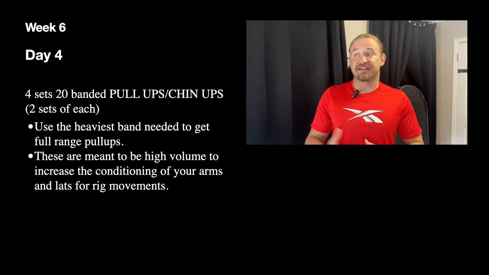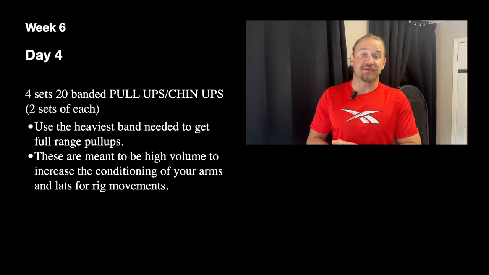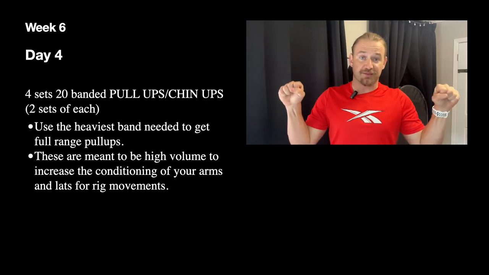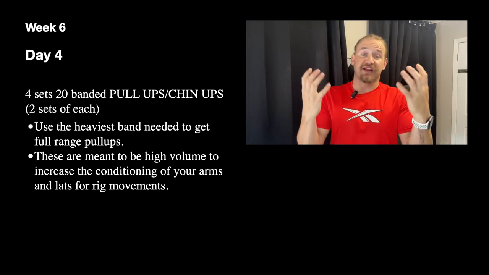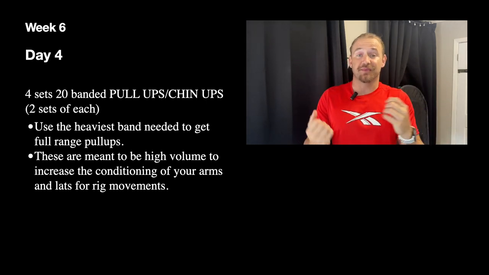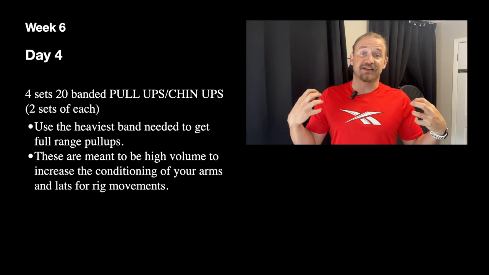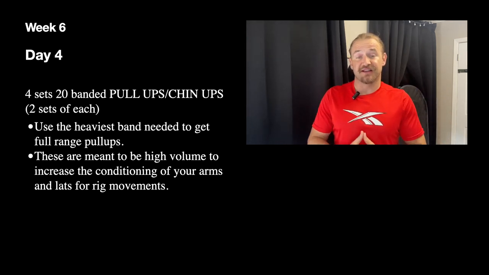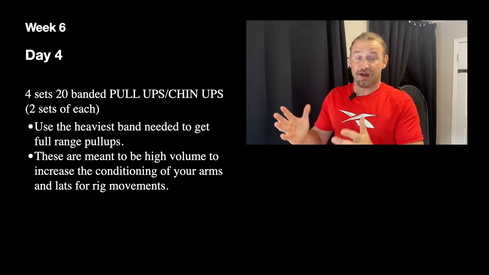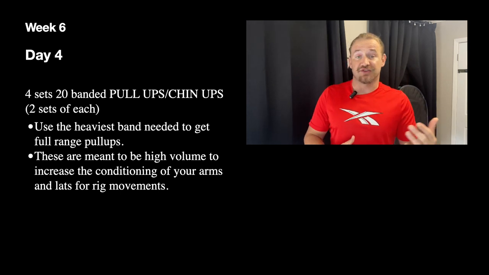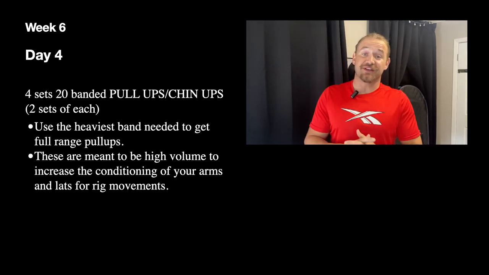We've got 4 sets of our 20 banded pull-ups and chin-ups, 2 sets working that overhand pronated grip, 2 sets working that underhand supinated chin-up grip. Again, trying to build volume for the arms, volume for the lats, to get these areas of the body conditioned to doing high volume sets, things that will help you not only in competition, but also help you in the gym. That's our breakdown for this week.